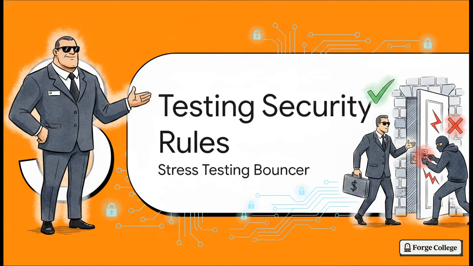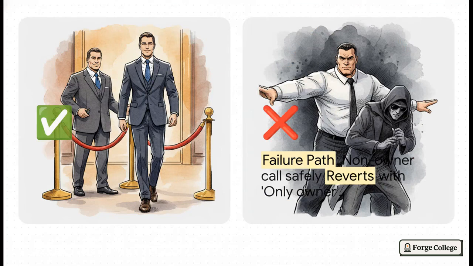Which brings us to Section 3, testing our security rules, stress testing the bouncer. Okay, so now that our bouncer is officially on duty, you've got to test their reflexes. It's just not enough to write the code and hope they do their job. You have to actively simulate both the boss walking in to make sure they actually get through and those sneaky hackers trying to kick down the door in disguise.